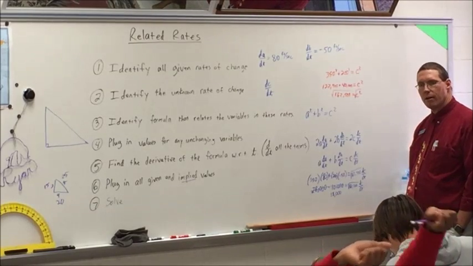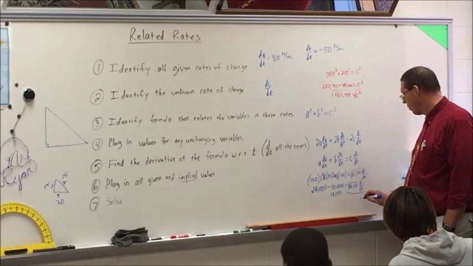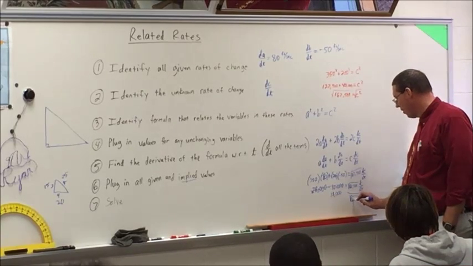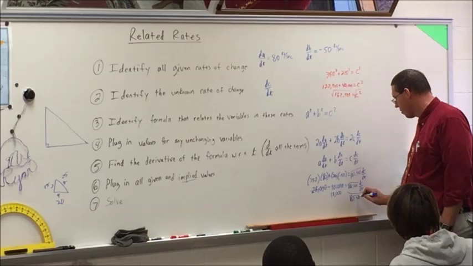One step left. Divide by that square root, right? Divide by the square root of 162,500 on both sides.